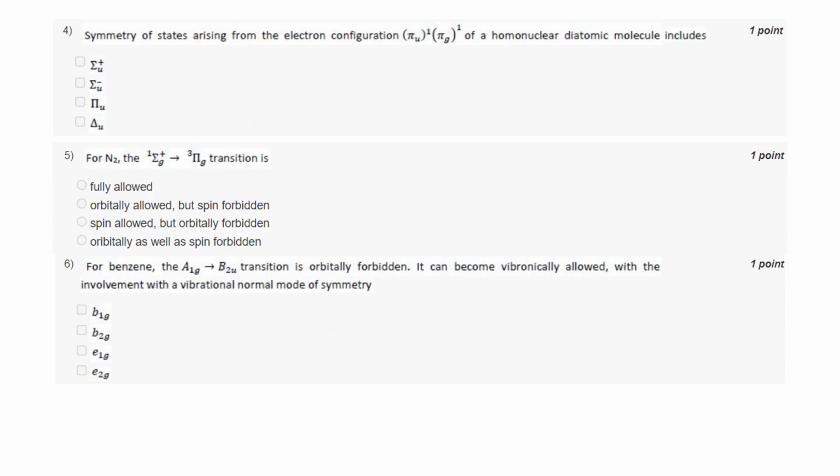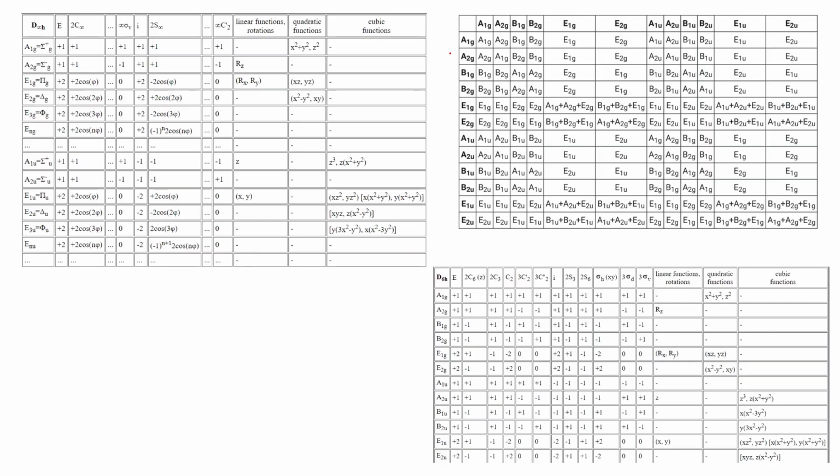The next question is the symmetry of states arising from the electronic configuration of a homonuclear diatomic. That is again sigma g, and pi u1, pi g1 is the configuration. So here let us check pi. Pi u1 means one electron is in this orbital, one is in there. So we are going to get 4, 4 cos square phi.